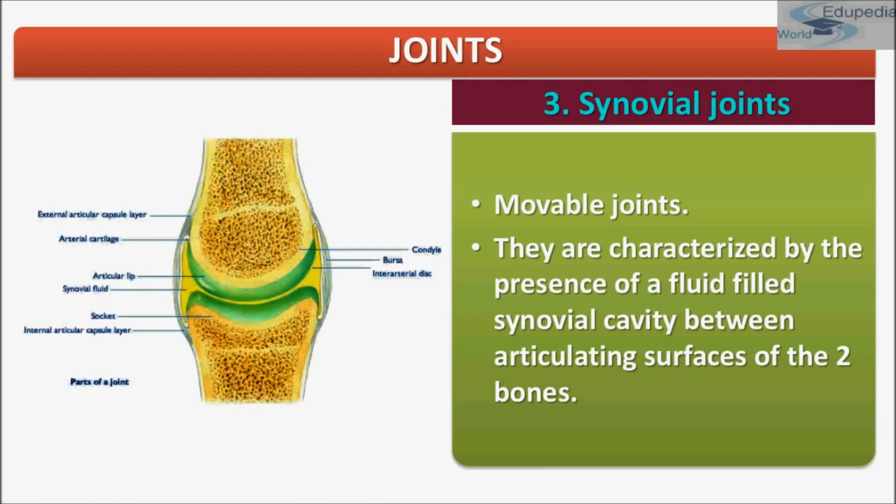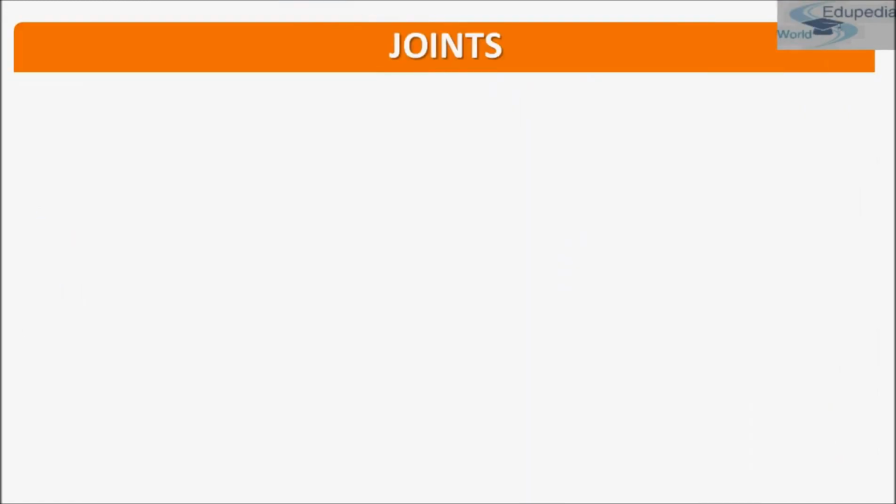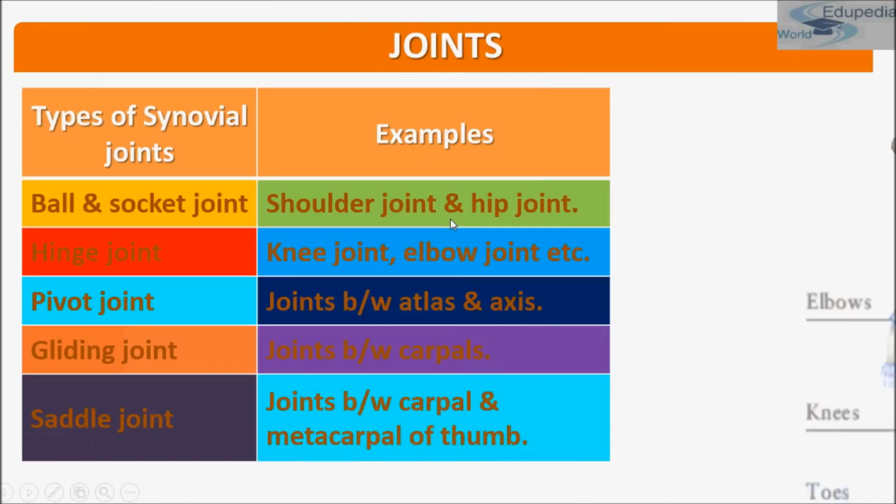And there are 6 types of synovial joints which are classified by the shape of the joint and the movement available. On the basis of that, they are categorized into 6 categories. First is your hinge joint, second is your pivot joint, third is your ball and socket joint, fourth is your saddle joint, fifth is your condyloid joint, and sixth is your gliding joint. Okay, we'll be studying in detail. So these are the synovial joints.